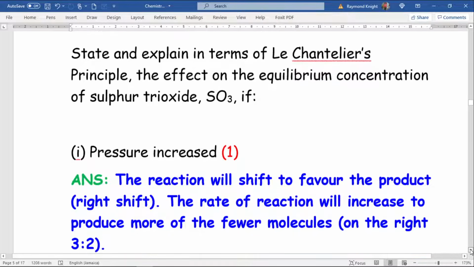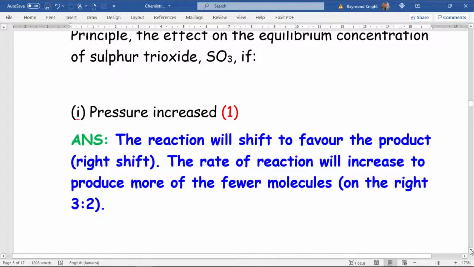So if you increase pressure, what will happen here? If you increase pressure, then the reaction will shift towards the product, which is shifting towards the right. And the reason for that is simply because the reaction will shift towards the side with the fewer molecules. Let me explain to you what I mean.